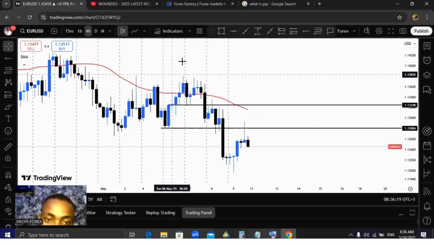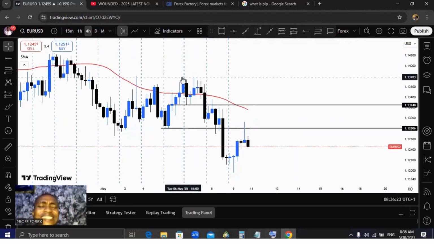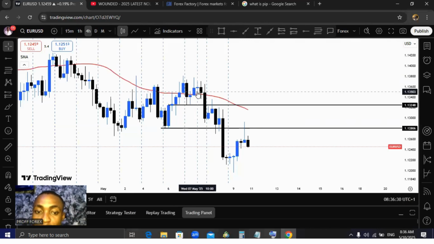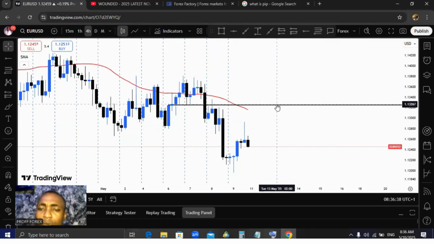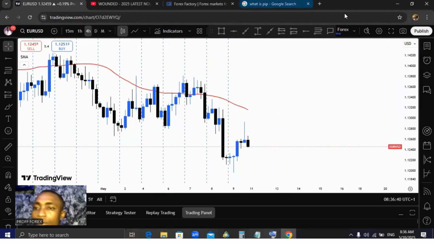This long bullish candle now, if you go to 15 minutes, you see that it keeps on moving like this before it came to this on Tuesday, came up on Wednesday, Thursday. But Thursday and Friday it kept on selling. So this is how you mark out your high and low of the week.